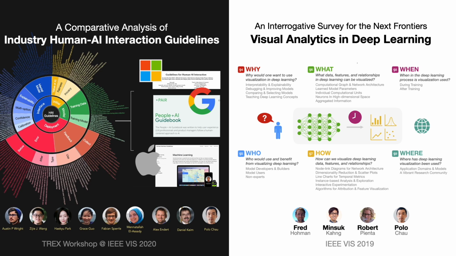It is the comparative analysis of industry human-AI interaction guidelines. This is a very interesting read because these are about all the big companies like Google, Microsoft, and Apple, about what they think AI may be or should be used for, and what interactive user interfaces may be designed to support their use. Very interesting read because you'll notice that not all the time do the companies agree with each other. So looking at a comparison really gives a lot of insights there.